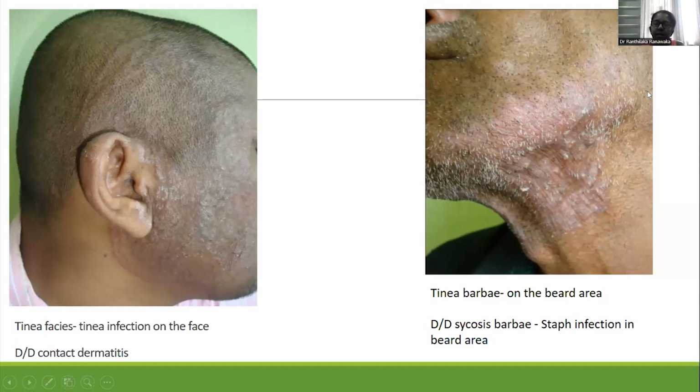So this is on the beard area, they get folliculitis. Differential diagnosis is sycosis barbae, that is staph infection. But this was tinea barbae, that's a fungal infection, again appearing as folliculitis on the beard area. So anyway, because tinea barbae is not very common, we first treat it as staph infection with antibiotics. If not cured, you can start either griseofulvin or terbinafine.